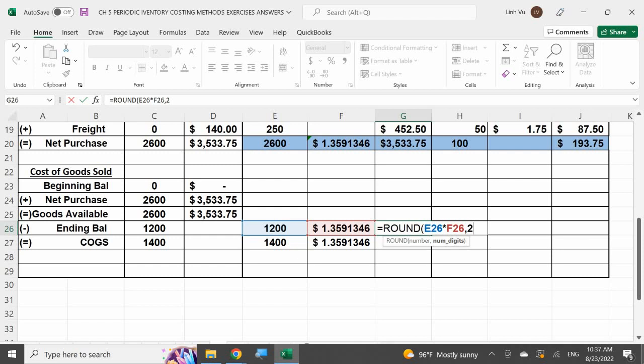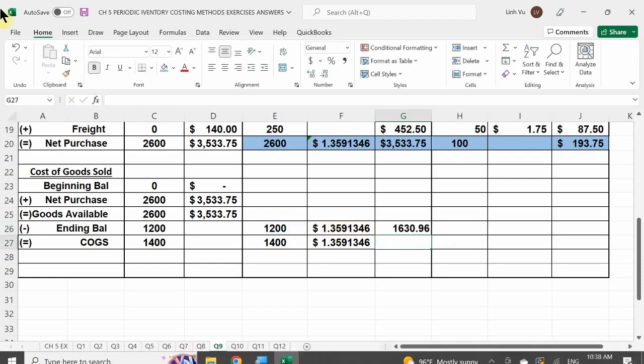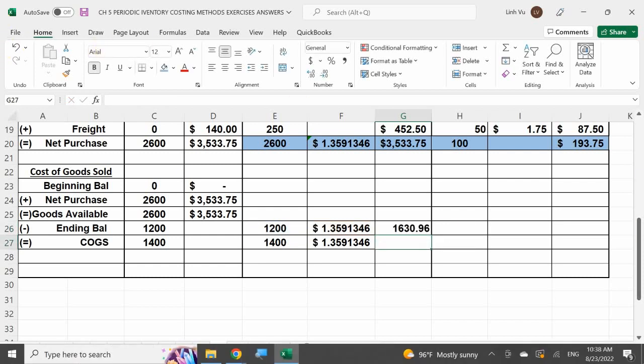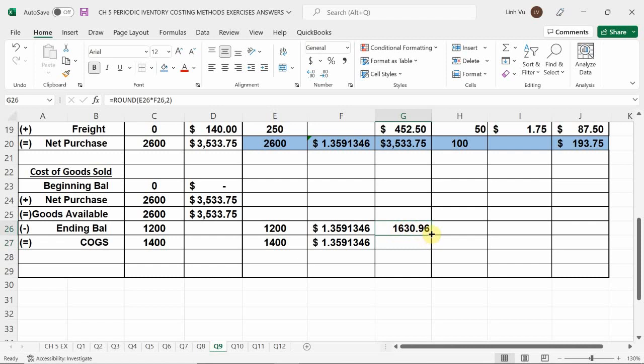So in this case, I have to use my ROUND function because I want rounded numbers to the nearest penny. For my ending balance, I get $1,630.96. And if I were to do the same thing to my cost of goods sold, I would have gotten $1,902.79. Okay, and let's go ahead and plug that into my inventory worksheet here.